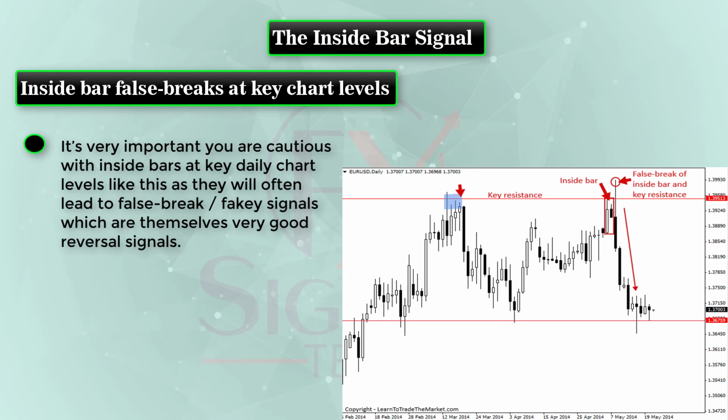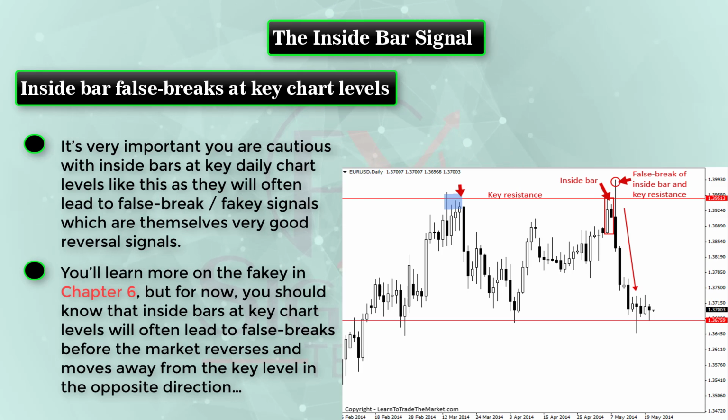It's very important you are cautious with inside bars at key daily chart levels like this, as they will often lead to false break or Fakey signals, which are themselves very good reversal signals. You will learn more on the Fakey in Chapter 6, but for now, you should know that inside bars at key chart levels will often lead to false breaks before the market reverses and moves away from the key level in the opposite direction.